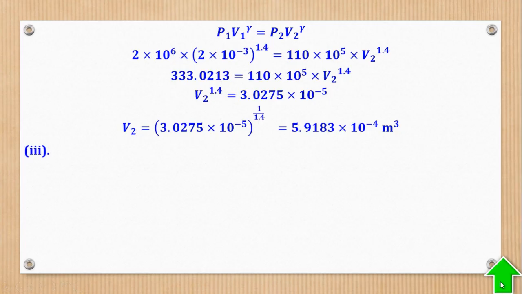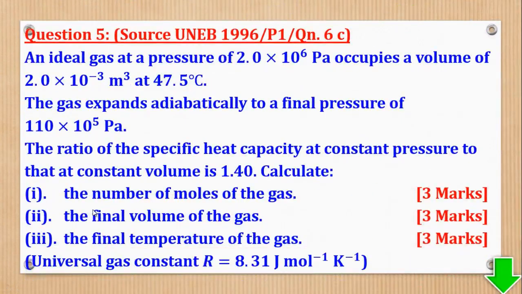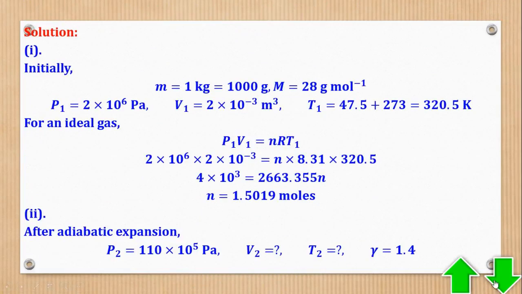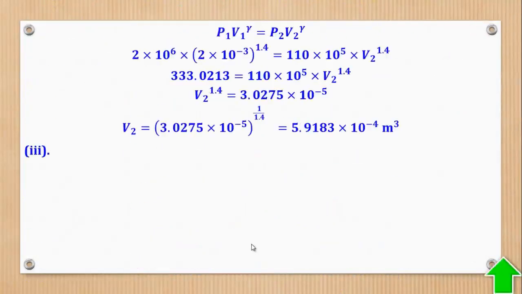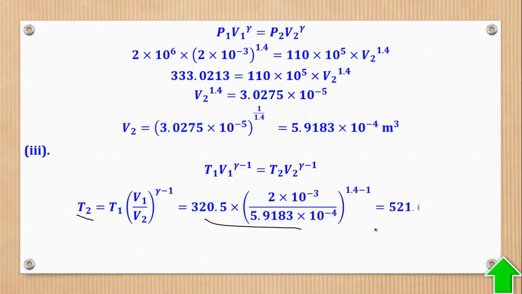Then for Roman 3, they want the final temperature of the gas. So we shall code the formula for T and V, then we substitute to get the value of T. And that will be the final temperature they wanted.